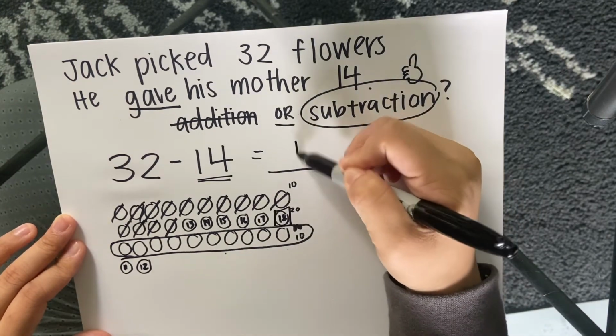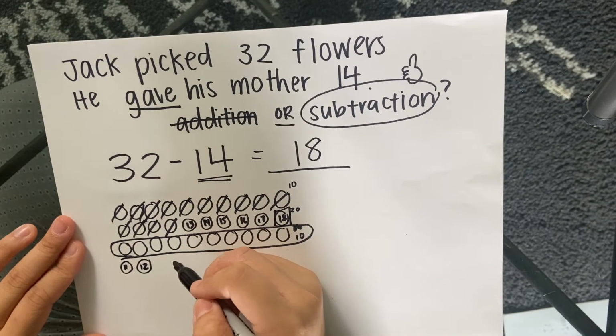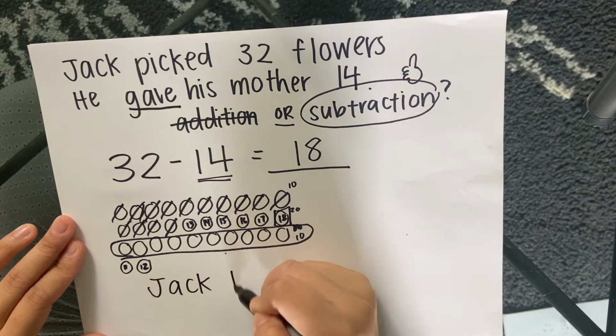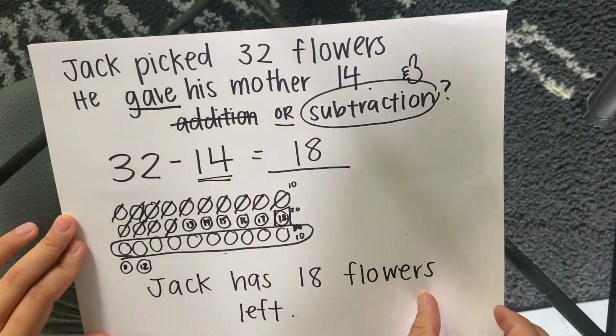So I know that 32 minus 14 equals 18. I need to write my sentence now. So Jack has 18 flowers left.